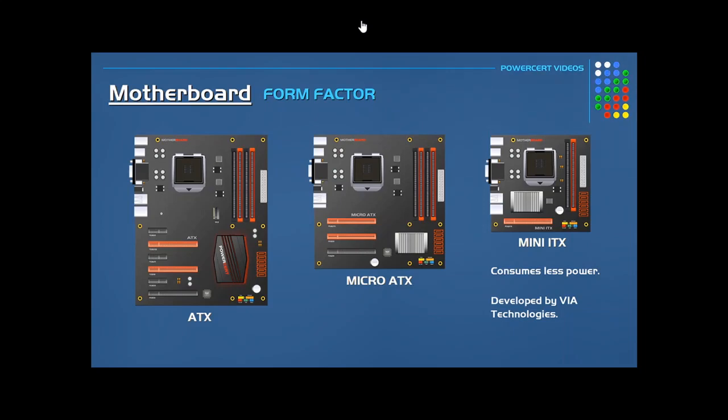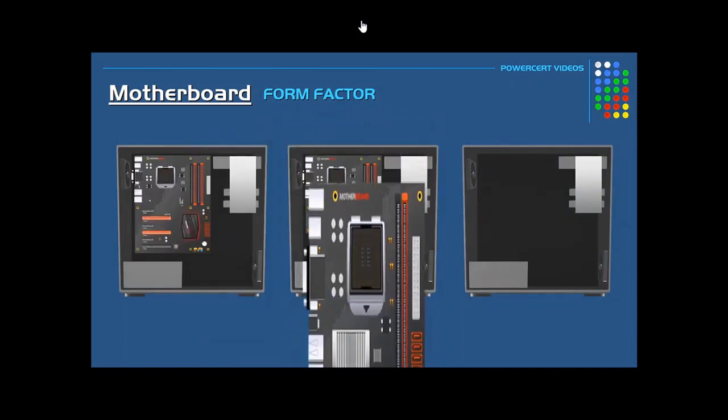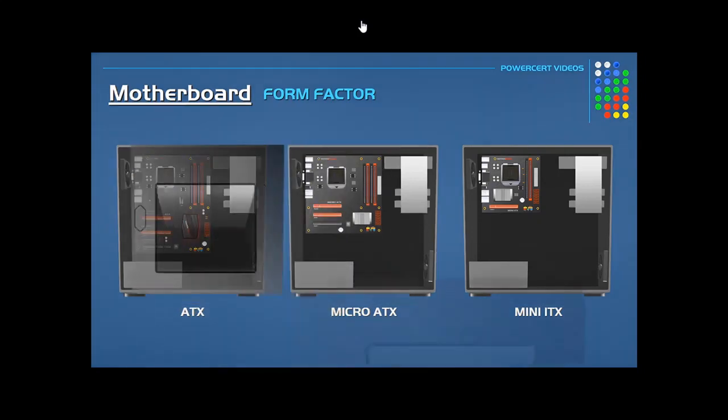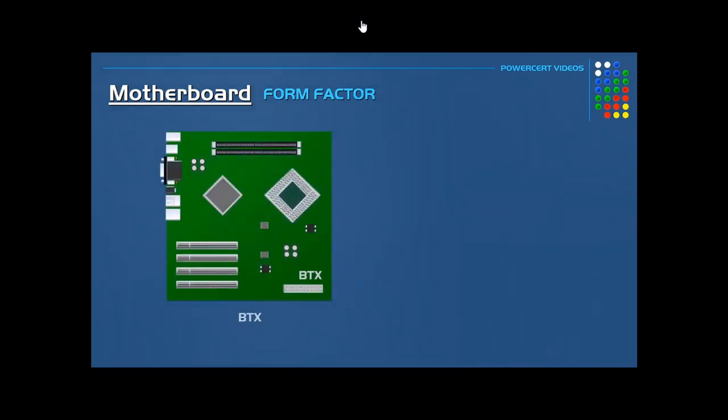And because it's so short, it's only going to have 1 expansion slot, compared to ATX and micro ATX, and it will only have 2 memory slots where the ATX and micro ATX will have at least 4. The mini ITX will fit into the same computer case that's meant for the ATX and micro ATX, and this is because all 3 of these boards, the mounting holes, their rear input-output panels, and their expansion slots, they all line up the same. Then there's also the BTX form factor.